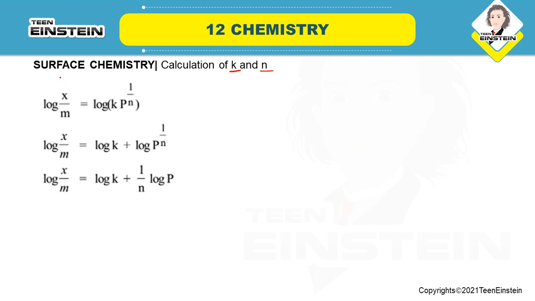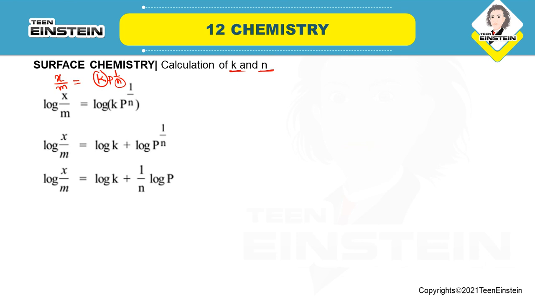So the basic equation that we have already seen in last class is x by m equal to k into p to the power 1 by n. Okay, so here k and 1 by n, these two values, they are actually constant. So how, by taking log both sides, we can get the value of k and n, that we will see today.